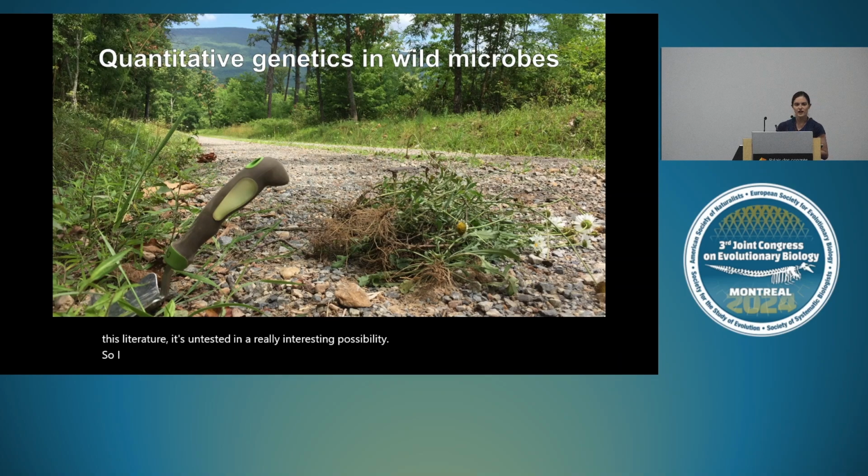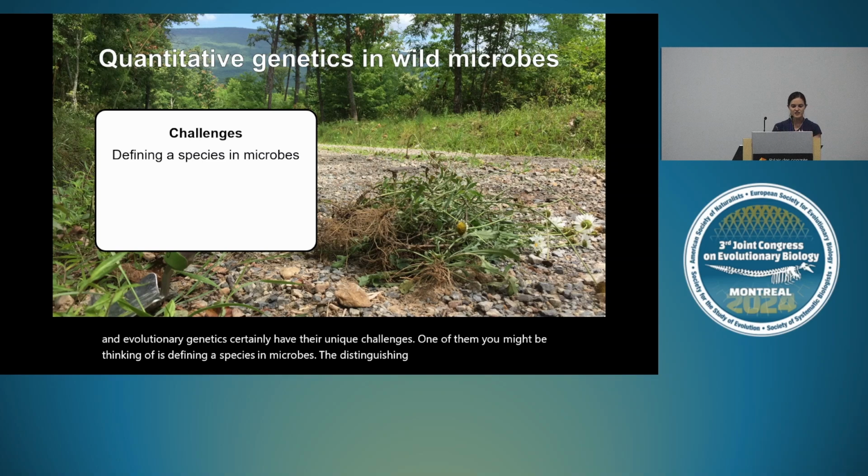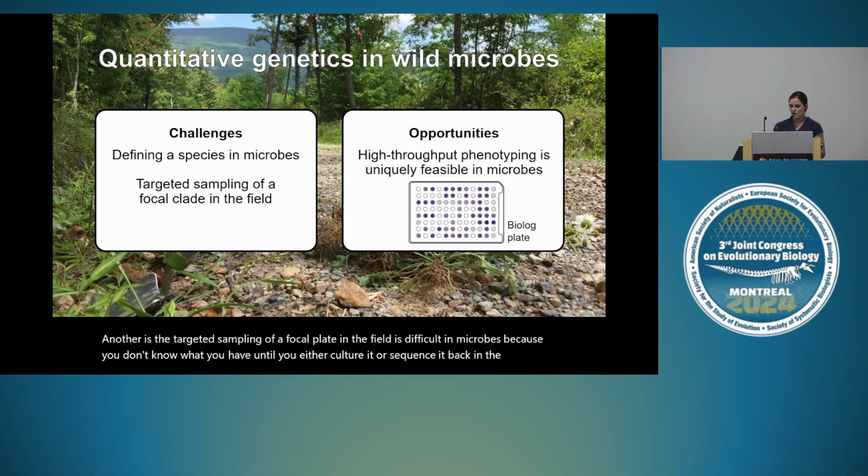So I just want to end with a plug for using wild microbes as systems for quantitative genetics and evolutionary genetics. They certainly have their unique challenges. One of them you might be thinking of is defining a species in microbes. So distinguishing between intra- and interspecific genetic variation in microbes is uniquely challenging. Another is that targeted sampling of a focal clade in the field is difficult in microbes because you don't know what you have until you either culture it or sequence it back in the lab. But there are also unique possibilities, and I think a major one is the possibility of high-throughput phenotyping of these critters using something like high-throughput plate assays that measure growth on different metabolites.